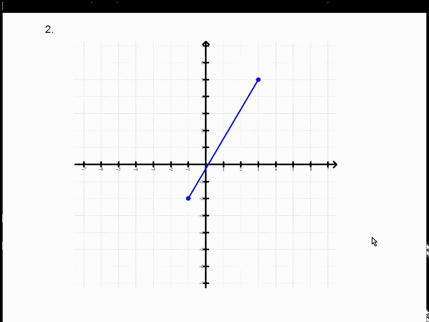Number 2. Okay, I've just got this little segment. I didn't label my points, but I hope you can tell what they are. This is the point -1, -2. This is the point 3, 5. Okay, so the function itself is just that little segment.